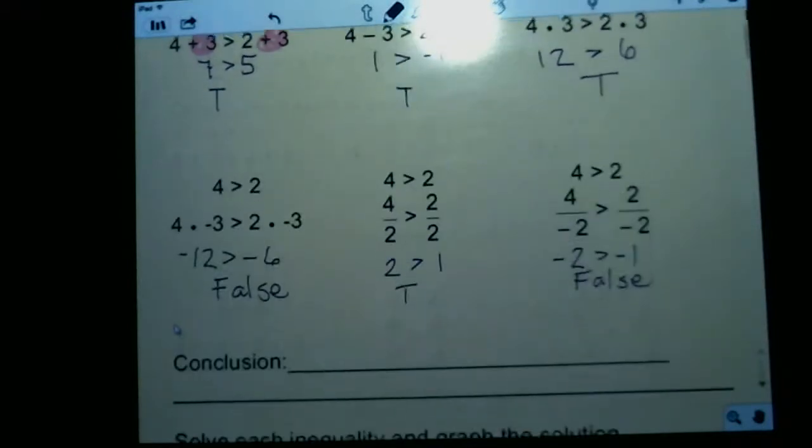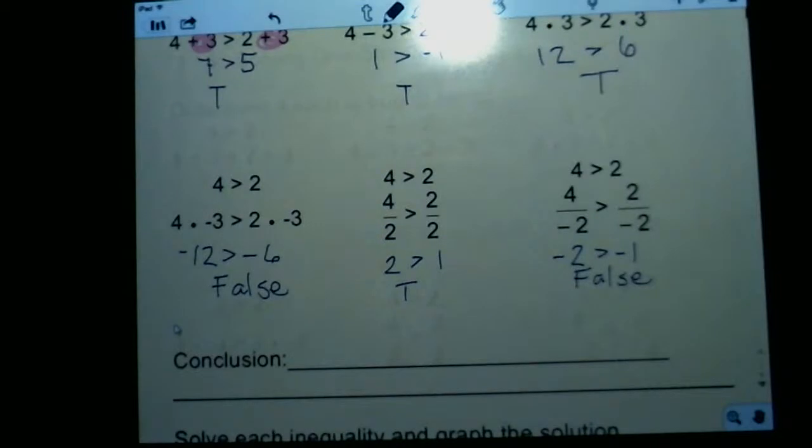So what happened when we divided or multiplied by negative numbers? We ended up with statements that were false. So what do we need to do to make the statement true? Well, if we flip the inequality sign, do we now have a true statement? Yes. Does it work over here on this one? If I flip this sign right here, I get negative 2 is less than negative 1.